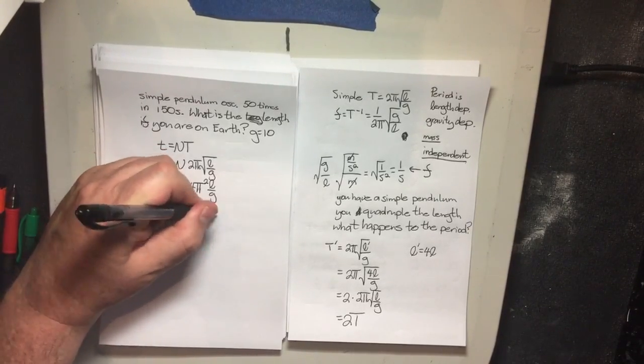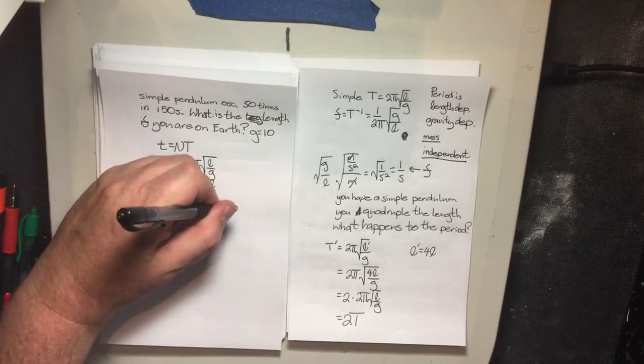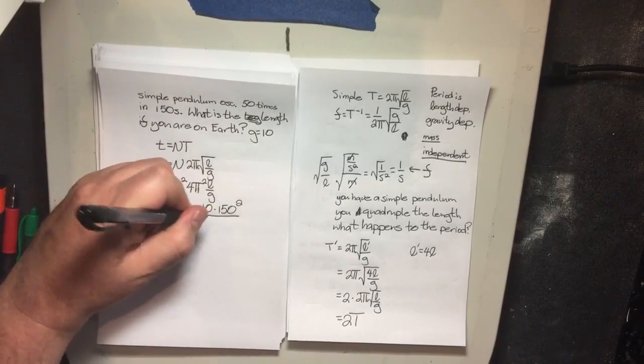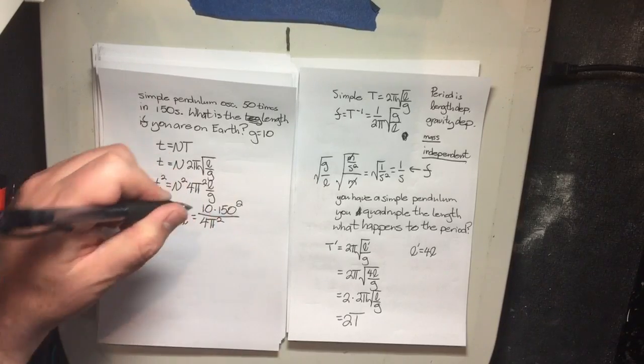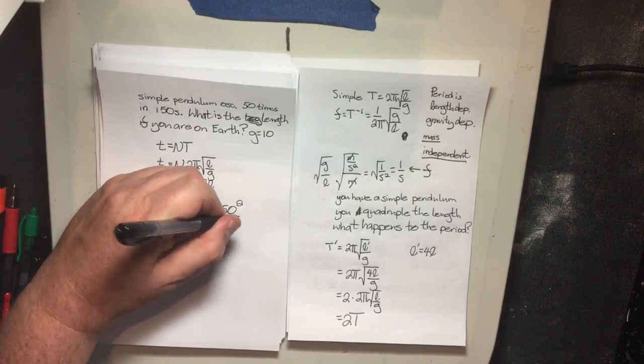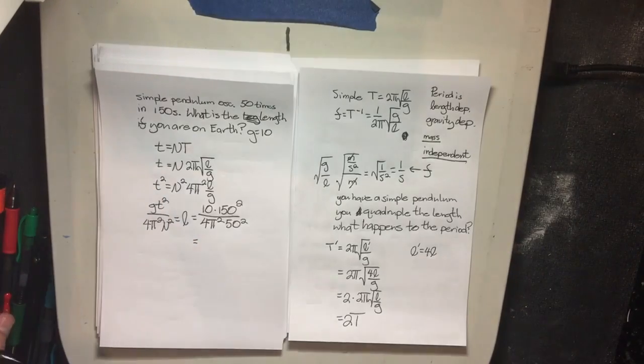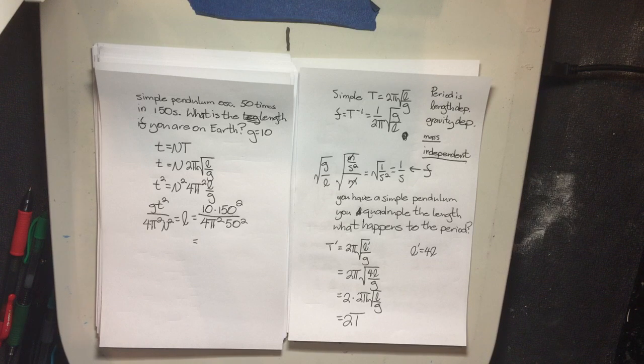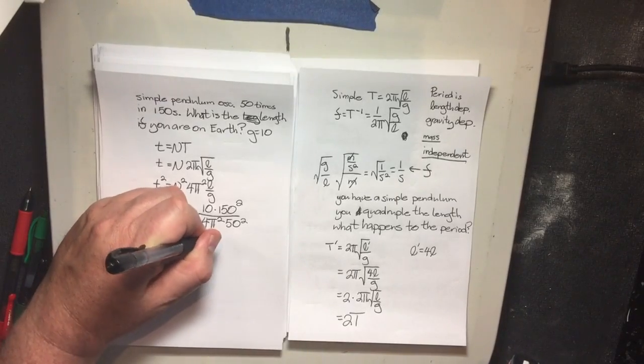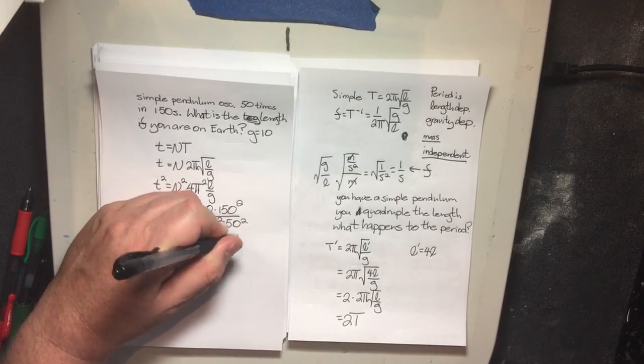And this gives you 10 times 150 squared over 4 pi squared times 50 squared. So the length is going to be big. Oh, it's not that big. 2.28 meters.